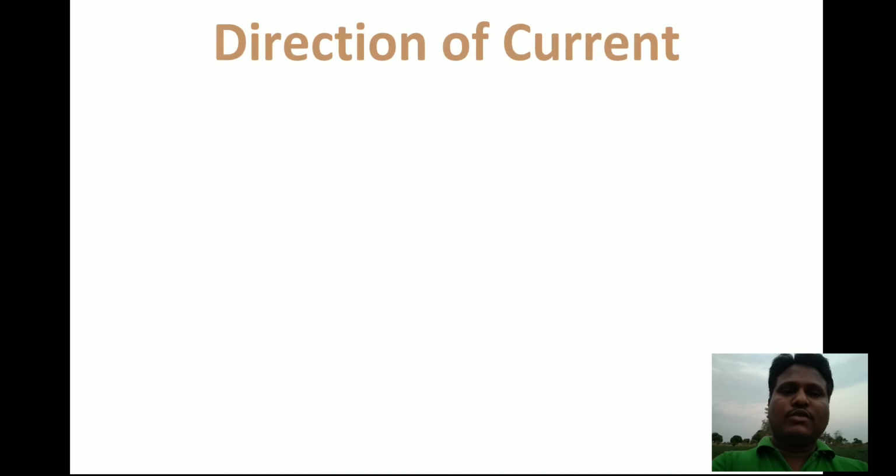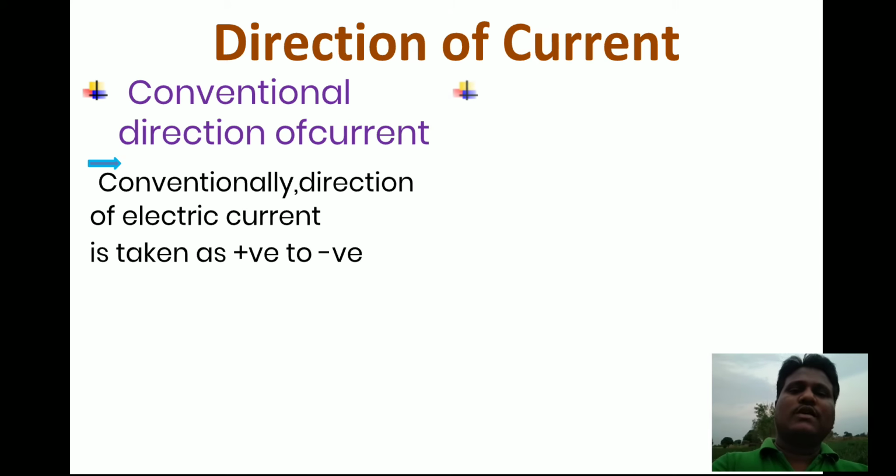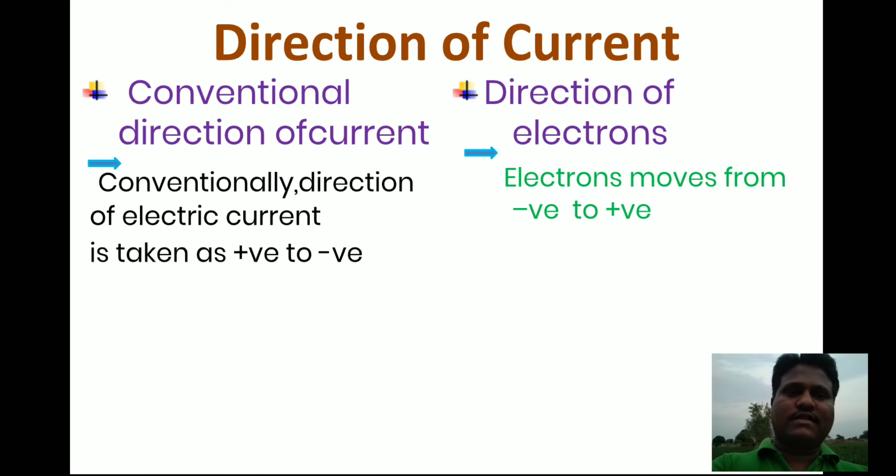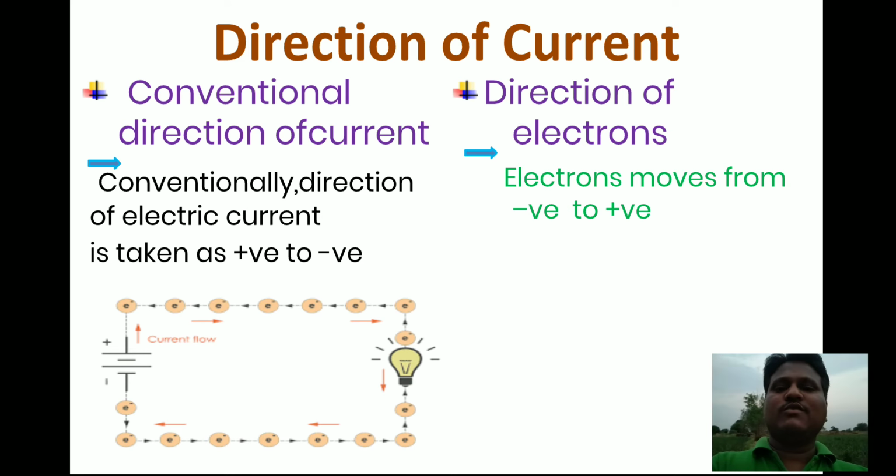Moving further, what is the direction of current? When electricity was discovered, electrons had not been discovered yet. So the direction of a positive charge was taken as the direction of current. Conventionally, the direction of current is taken from positive to negative, as electrons were not discovered at that time. So what is the direction of electrons? Electrons are negatively charged particles, so they will be attracted toward the positive terminal. Electrons will move from negative to positive, whereas current will move from positive to negative. Here you can see that current is moving from positive to negative terminal, whereas electrons are moving from negative to positive.